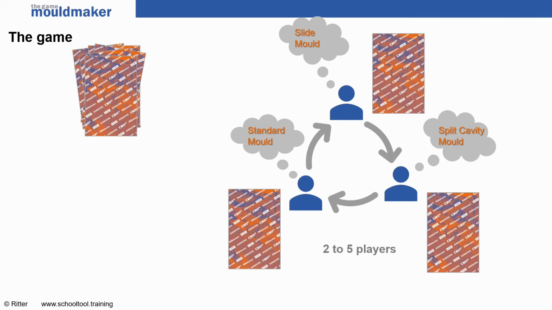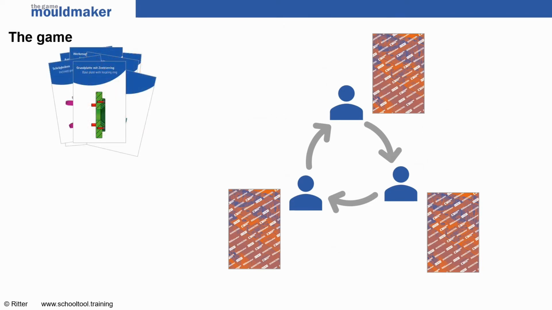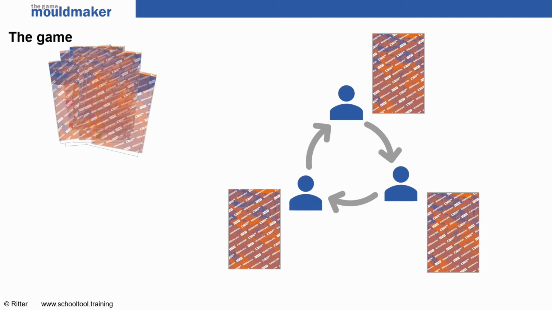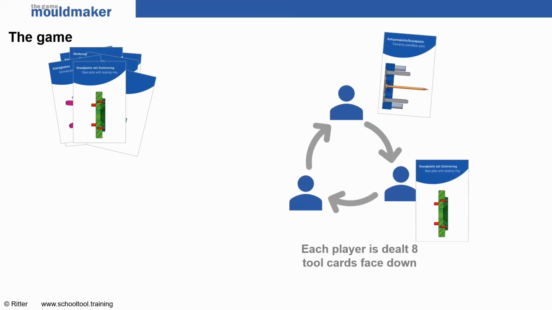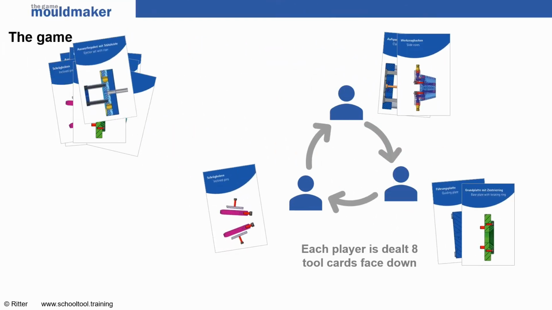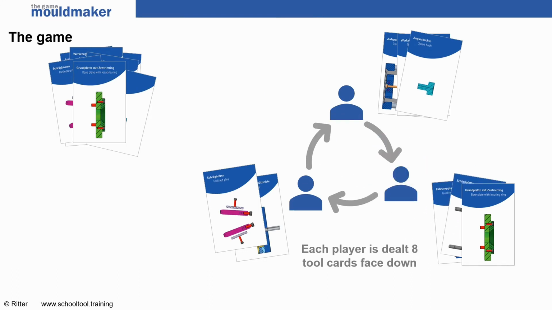The card play is best played with 3 or 4 players. It can be played from 2 to 5 players. And then the game itself begins. The blue tool cards need to be shuffled, and then each player is dealt 8 tool cards face down, so that the others don't see the set of cards the players get.